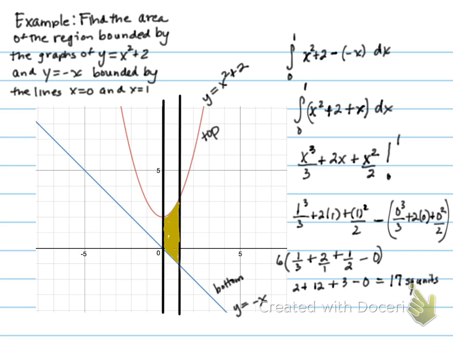Forgot to divide the 17 by 6, so it should be 17/6. All right, and if you want to verify that, remember you can do it old school. It'll be 1/3 plus 2 over 1 plus 1/2.